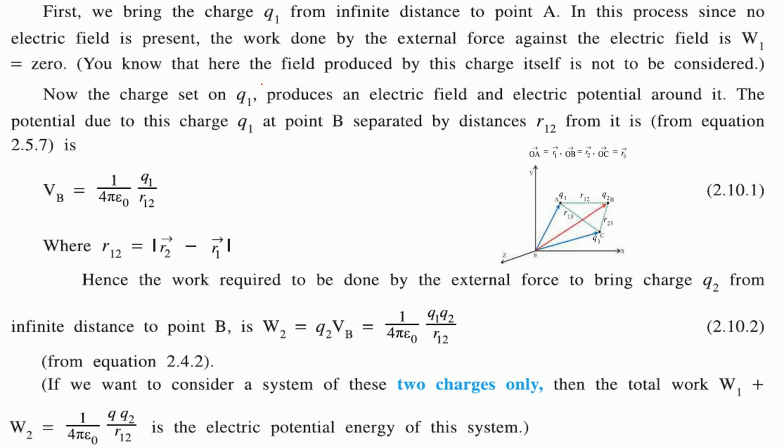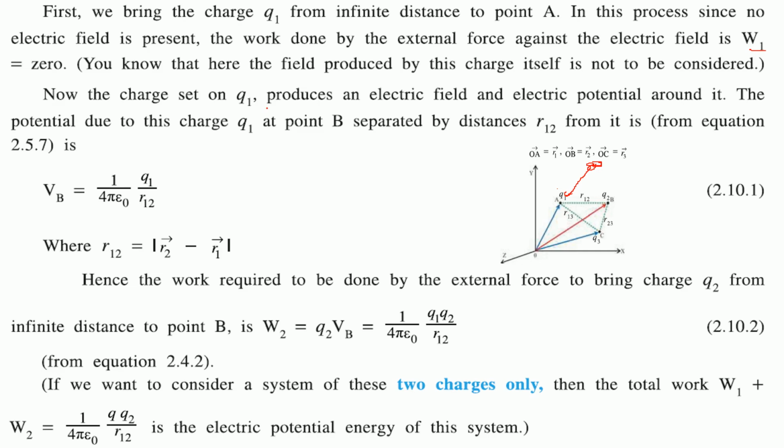So first we bring the charge Q1 from infinite distance to this point A. Right? So in this process, since no electric field is present, the work done by the external force against the electric field, say W1, will be zero. Right? Now the charge Q1 produces an electric field and electric potential around it.